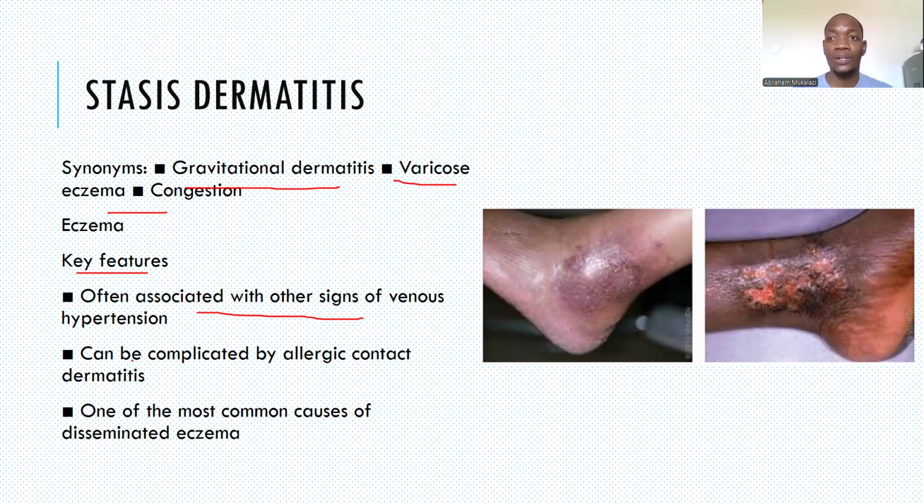This condition can also be complicated by other things like allergic contact dermatitis, in case someone has venous insufficiency but at the same time is wearing a shoe that has rubber accelerators like the parabens and the rest, and this can actually worsen the presentation. In most cases, it can be one of the most common causes of disseminated eczema, the one that we looked at in the previous video, or the id reaction. This is one of the causes that can give you an id reaction.